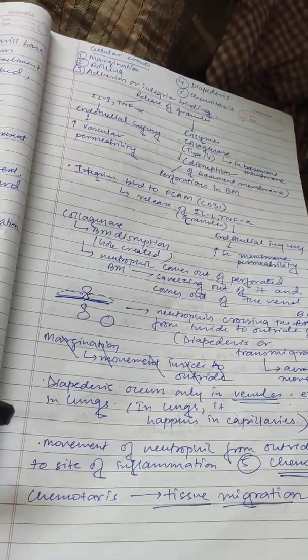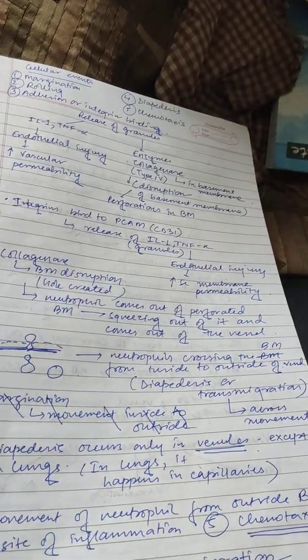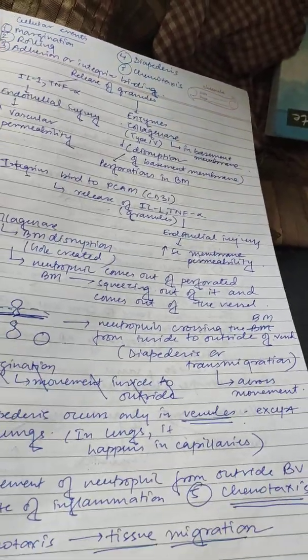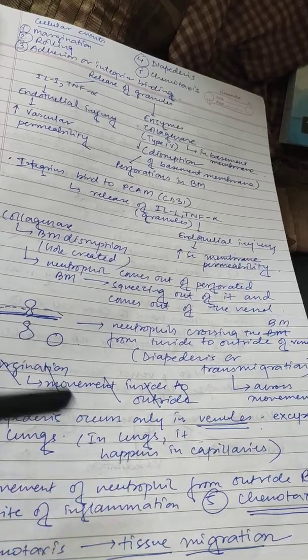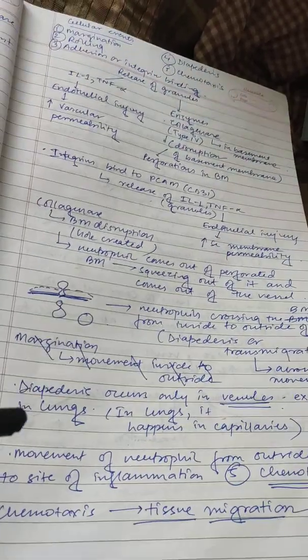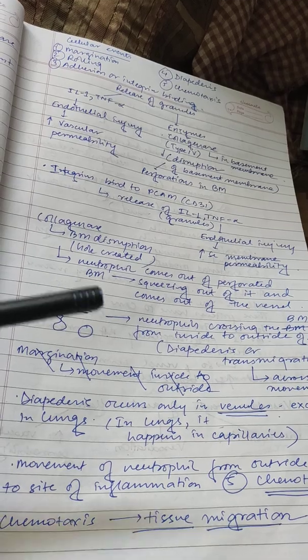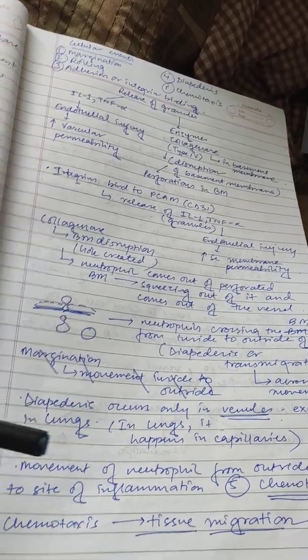Diapedesis occurs only in the venules, but the exception is in the lungs. In the lungs it occurs in the capillaries. So diapedesis mainly occurs in venules, but in lungs it occurs in capillaries. This is an important point to note.